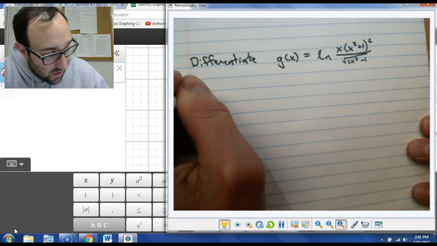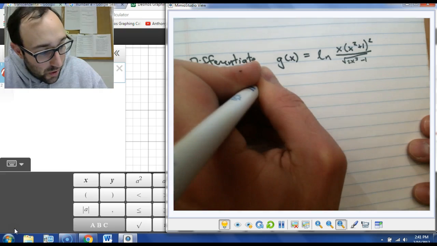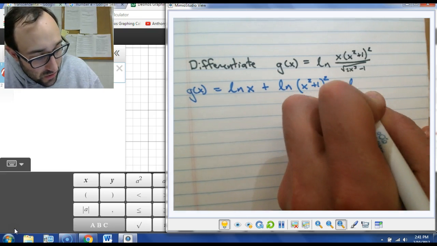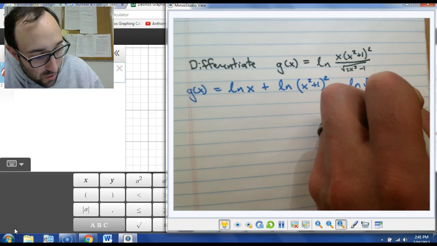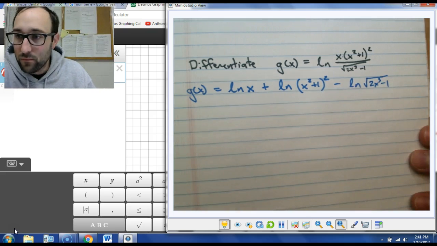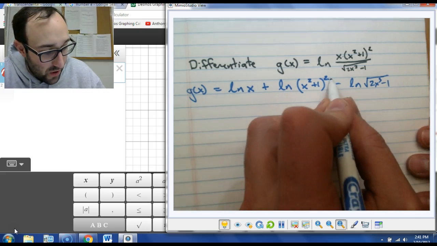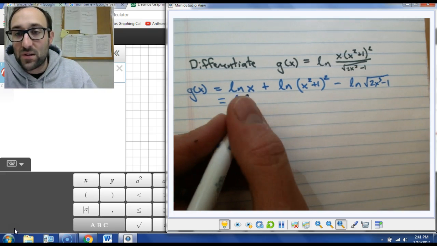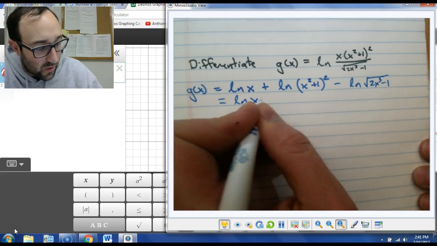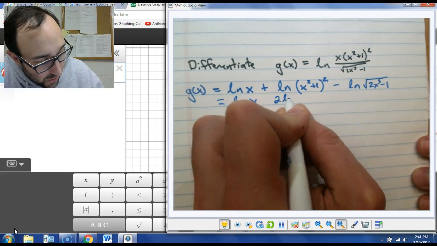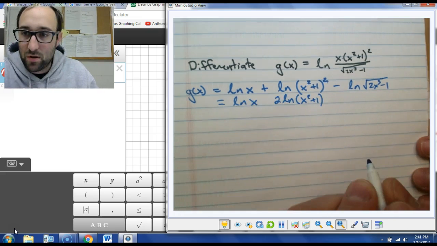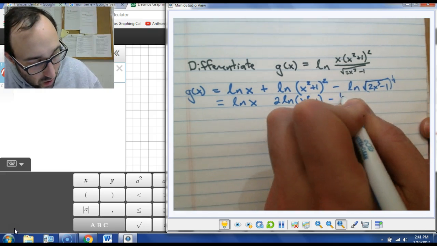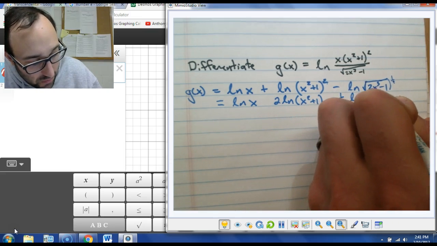So I can say g of x is really going to be the same as the natural log of x plus the natural log of x squared plus 1 squared minus the natural log of the square root of 2x cubed minus 1. Okay? Alright, so now I see this square and I see this square root, and I'm going to say, can I simplify these? This one's still going to be the same as the natural log of x, and when I take the derivative of that, that's going to be easy. I'm not worried about that, because that's just going to be 1 over x. Okay, this 2 is going to go out in front. I'm going to say 2 natural log of x squared plus 1. Okay, not too bad. And the square root is really the same as to the 1/2 power, right? That's what that means, so I can say this is minus 1/2 natural log of 2x cubed minus 1.